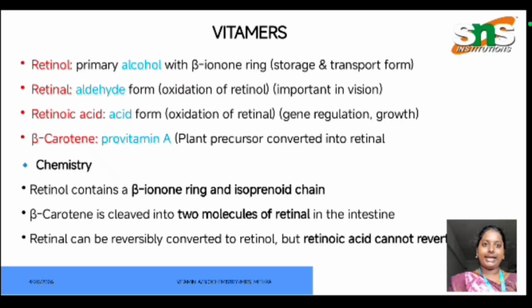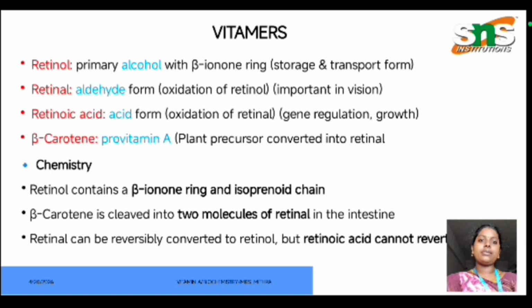And coming to the vitamers, it has 4 basic vitamers. The first one is retinol, which contains the alcohol group, and retinal, which contains the aldehyde group. Retinoic acid contains the carboxylic acid group, and beta carotene is the provitamin A.